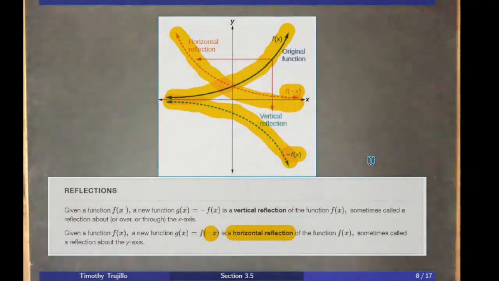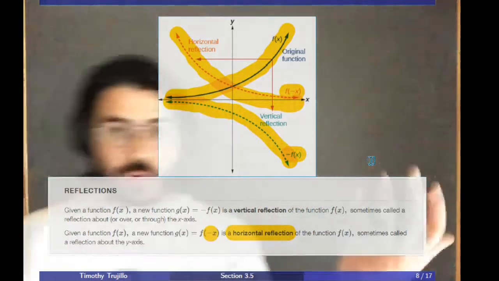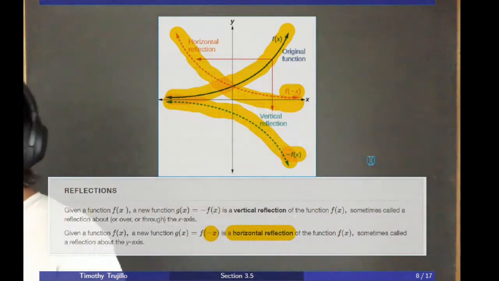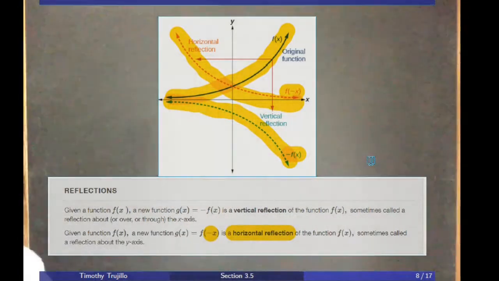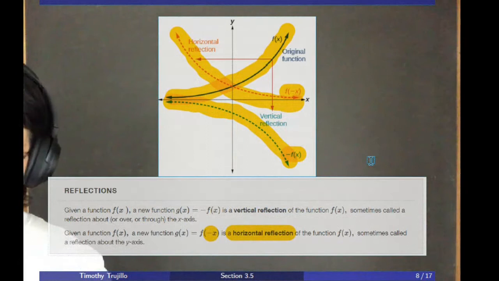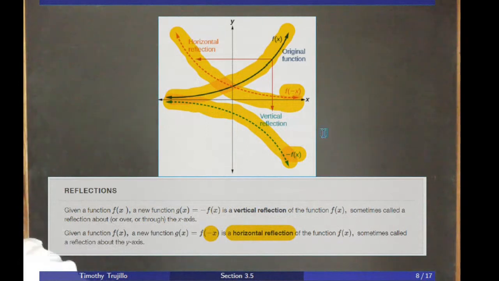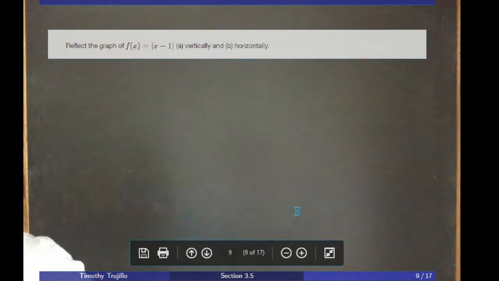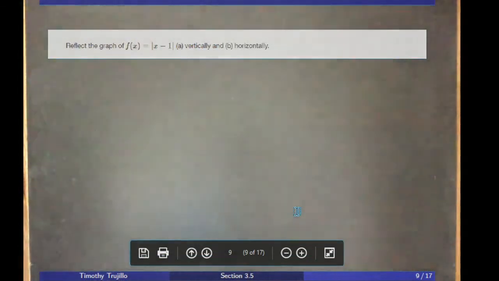So here, if we multiply the x by a negative, that's a horizontal reflection across the y-axis. And if we reflect across the x-axis, it's called a vertical reflection. That's when we replace the function with negative f of x. So let's just do a quick example so you can see how something like that's done.